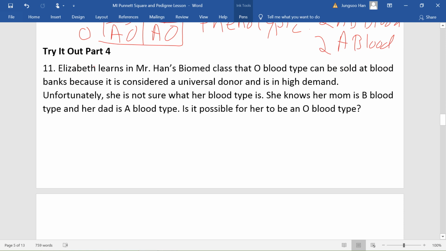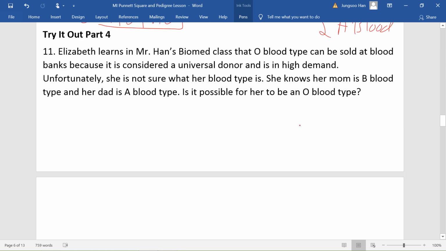Okay, try it out, part 4. Elizabeth learns in Mr. Han's biomed class that O blood type can be sold at blood banks because it is considered a universal donor and is in high demand. Unfortunately, she is not sure what her blood type is. She knows that her mom is B blood type and her dad is A blood type. Is it possible for her to be an O blood type? Go ahead and press pause and solve it.